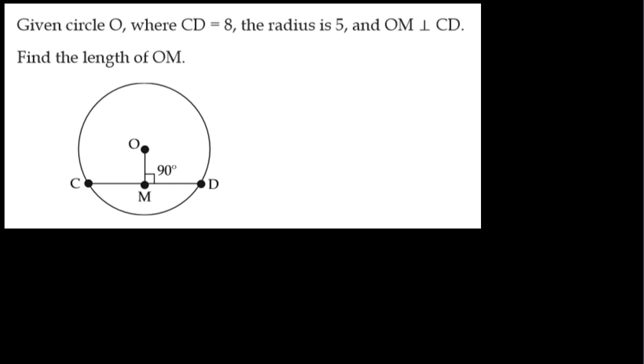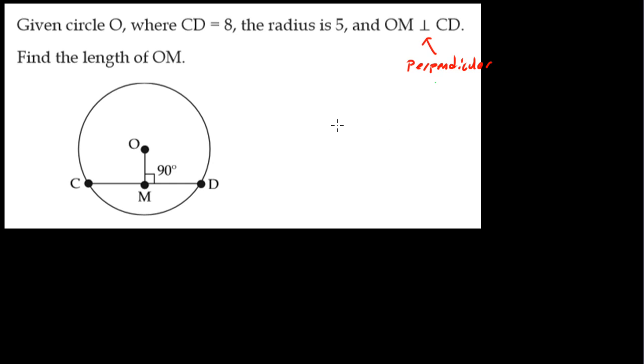All right, so this is the second last video for our circle geometry, still dealing with perpendicular bisectors. We've got a circle where CD is equal to 8 and our radius is equal to 5. OM, and we would read this as perpendicular to CD. So just a little bit of notation. This is perpendicular. That's one of the signs that we use for it. Find the length of OM.